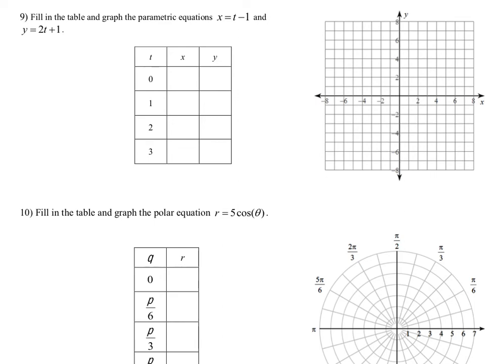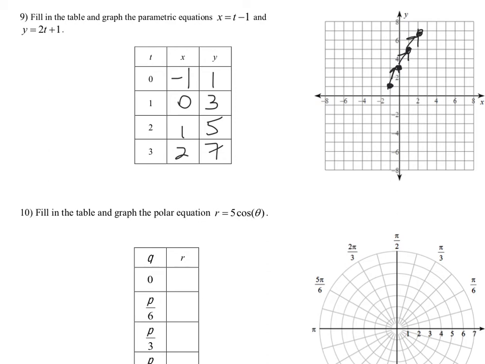All right, for problem 9, we're going to fill in the table and then graph the parametric equations. So all we're doing is substituting in 0, 1, 2, and 3 into our two parametric equations. And then we're going to graph x and y, and we're going to use arrows to show the direction. All right, so I have substituted in 0, 1, 2, and 3 into my two parametric equations. And I got for the first point negative 1, 1.